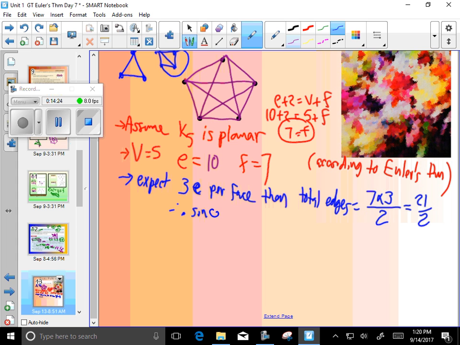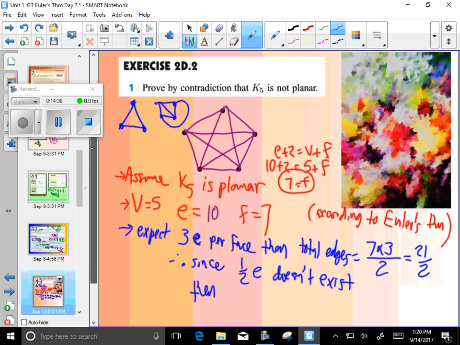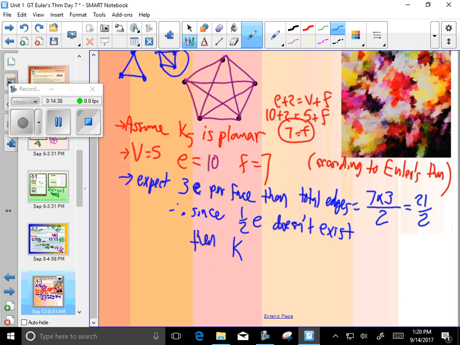Since a half edge doesn't exist, then K5 is not planar, which is what we wanted to prove. Yeah, it takes a while getting used to it, but just look for what are the obvious things. That's what you write.